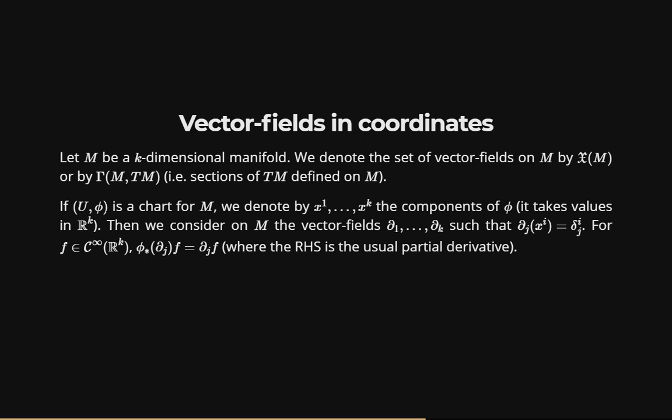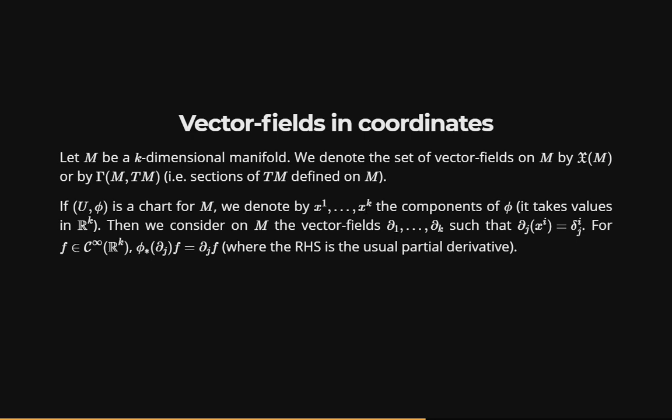Okay, if you have a chart, we denote by x1, ..., xk the components of phi. So technically, x1, ..., xk are functions on Rk, usually. We maybe should be writing phi 1, ..., phi k, but to keep the notation decent, we just write x1, ..., xk. So like what I said in the beginning, if you have your phi, you can associate to a point the coordinates. So let's say that these coordinates are the maps x1, ..., xk.